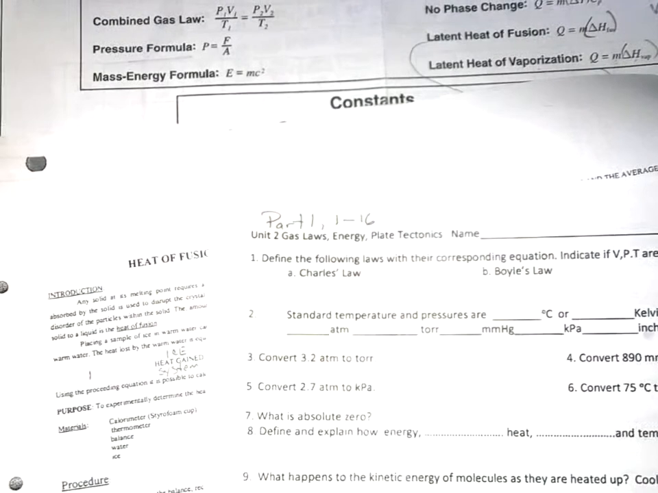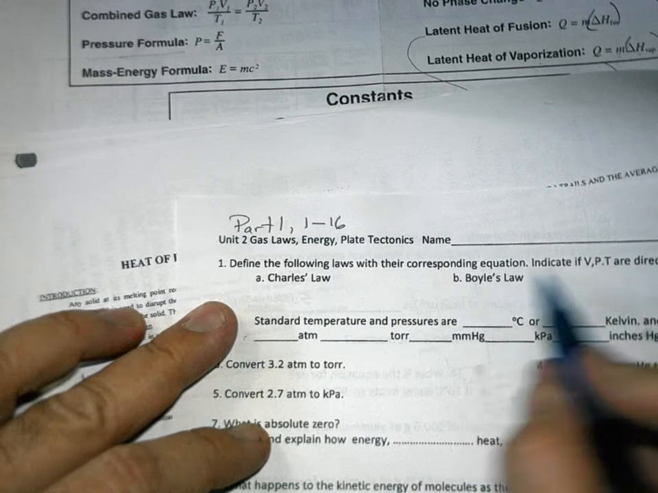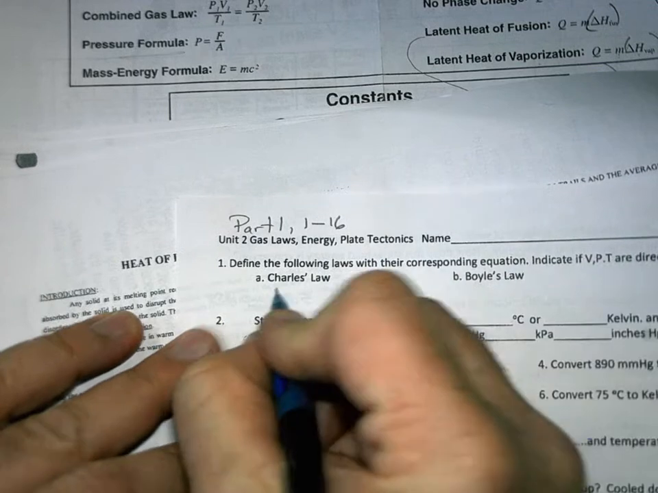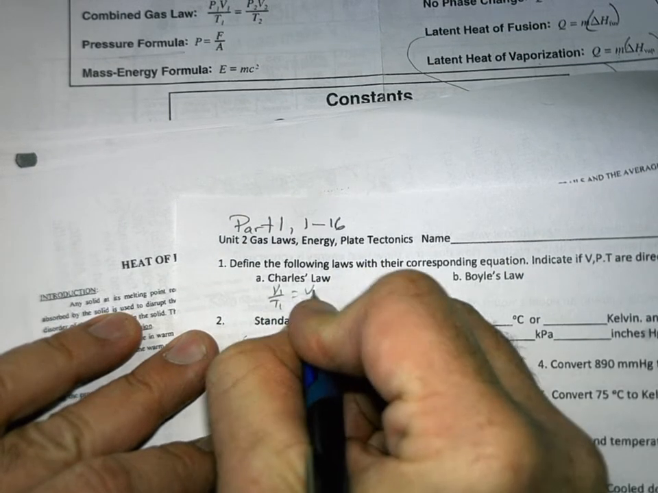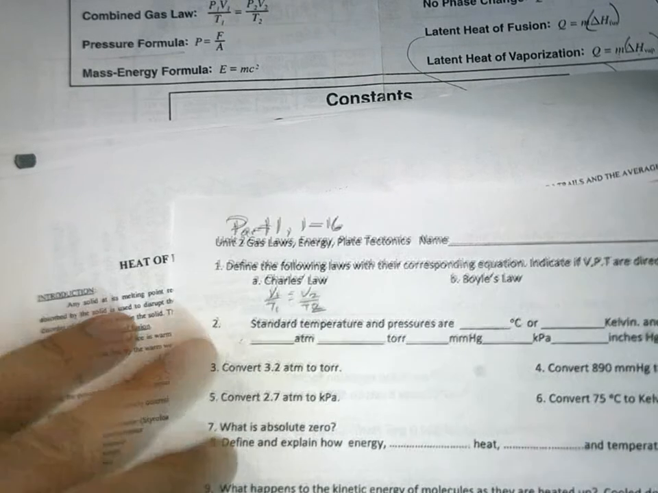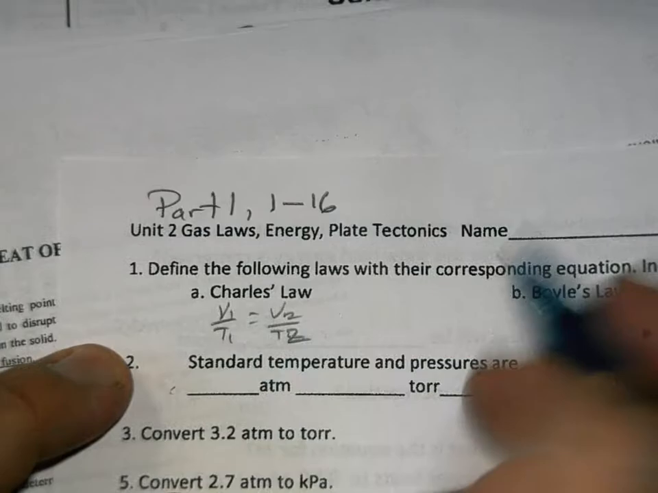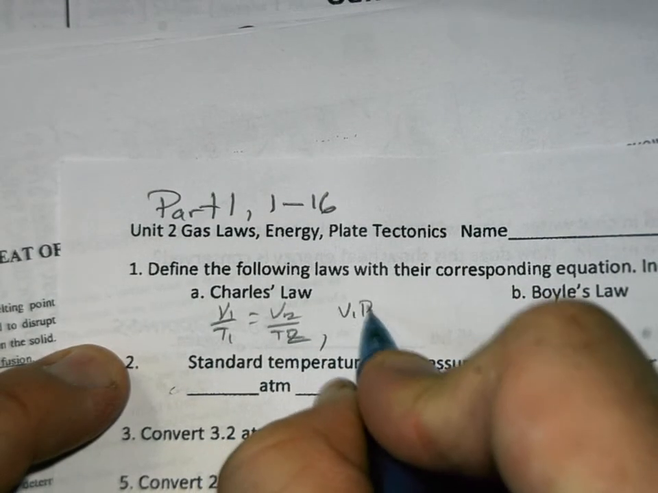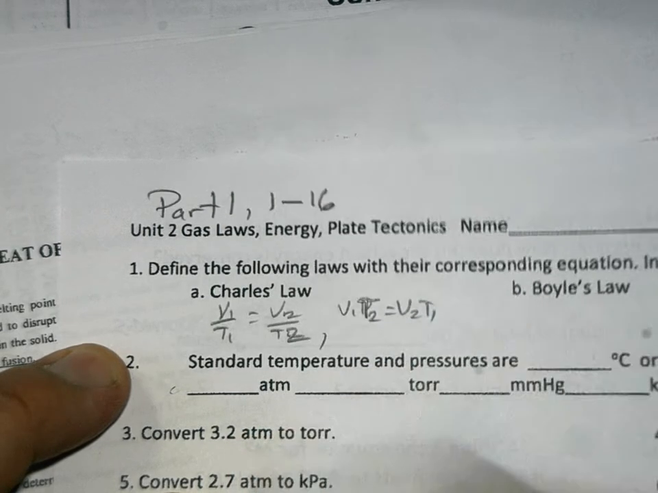So, ladies and gentlemen, I'd appreciate your help here. First off, define the following with an equation. Charles' law. We're going to provide those on the test, but it's going to be volume 1 over temperature 1 equals volume 2 over temperature 2. I suggest that you always, let me zoom in here so it's easier to see, cross multiply those. Charles's law becomes V1 times T2 equals V2 times T1.